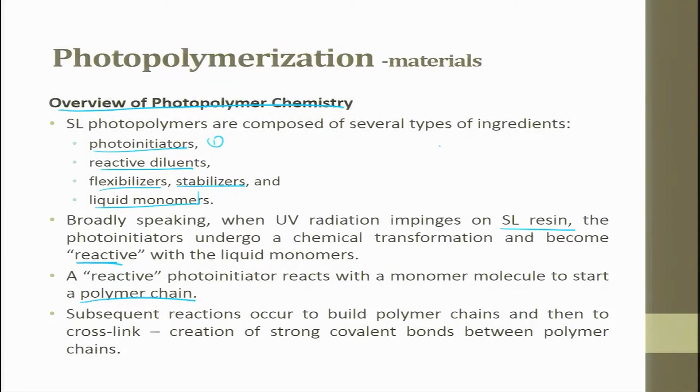So, if you go back and see the previous diagram where I had beautiful star figures, these figures are photoinitiators. Subsequently, reaction occurs to build the polymer chain and then to cross-link, creation of strong covalent bonds between the polymer chains. Okay, covalent bonds are always strong. So, photoinitiator means starter, photo, light. So, photoinitiator means a light which initiates. So, how does this light initiate? Somebody should have a liking towards that light. So, that fellow is called a photoinitiator.